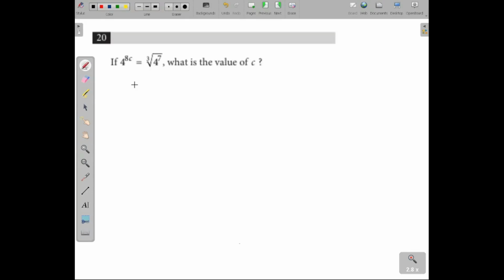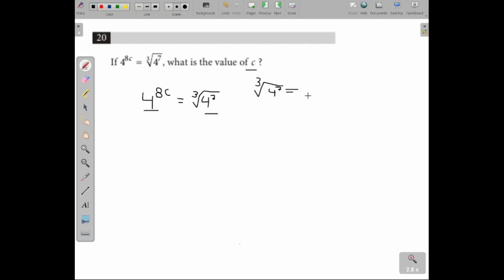Number 20. If 4 to the power of 8 times c equal to cubic root of 4 to the power of 7, what is the value of c? So if we look closer at this equation, we can see that we have the same base, which is 4. So if we have the same base, the exponents will be the same too. So we need to have the same base. Let's simplify this cubic root.